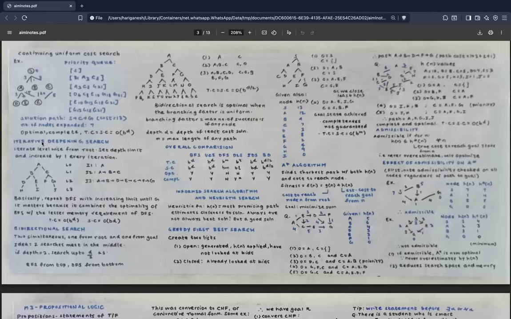Basically, you have to repeat DFS with the increasing limit until G. Why is this a thing at all? It's because it combines the optimality of breadth first search with the lesser memory requirement of depth first search. So depth first search needs less memory to operate, but BFS is more optimal. So you want to combine both of those, and you go depth first search here, but you essentially use the same principle that a depth limited search would.